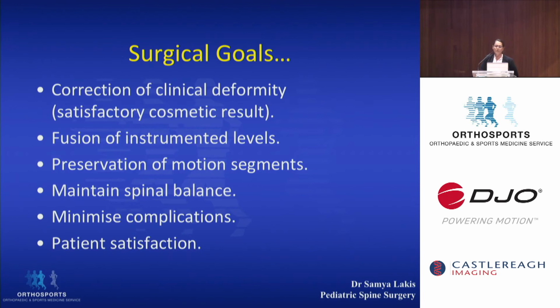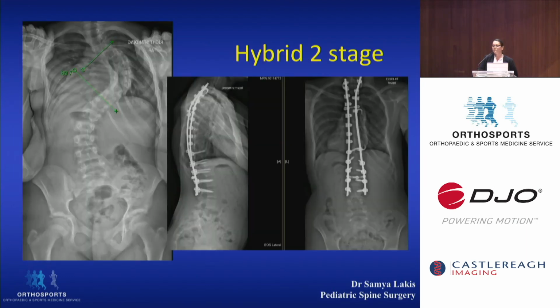So what's my goals? Correction. I want to decide what levels I'm going to fuse and ideally preserve motion segments below that. Maintain balance and make sure the patient's satisfied with minimal complications. When you have the really big curves, sometimes you have to go to the front. So if you wait too long and they need a thoracotomy, they end up with a front stage flip and a couple of weeks in hospital recovering. But they do well long term, and these patients are always satisfied.